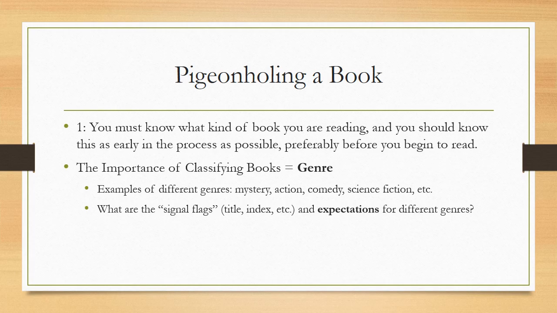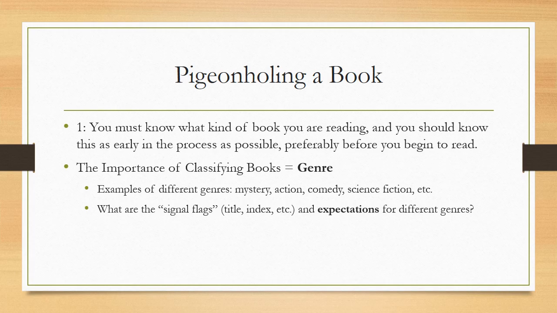And so Adler talks about signal flags, which are ways to identify the genre. You can look at the title, the table of contents, the chapter titles, the subheadings, the index. If you're talking about a whole book, you can see the section in the store where it's sold. If you're talking about an article, you might already know the genre because you might be searching for a specific type of article.